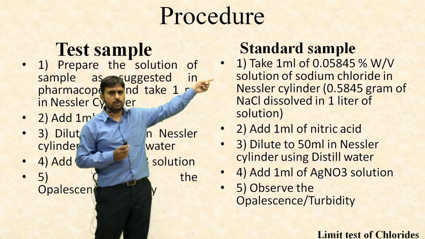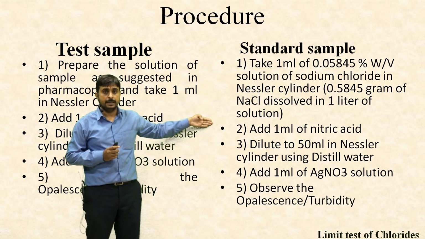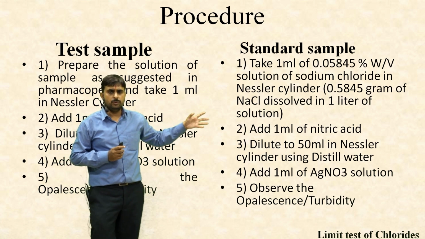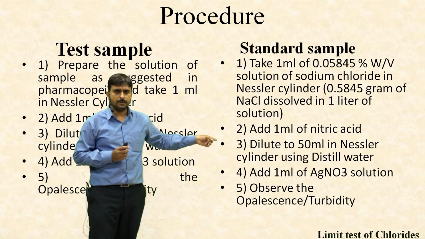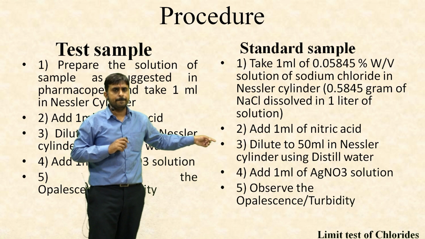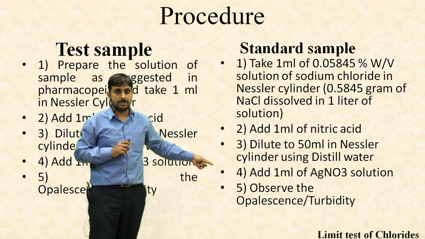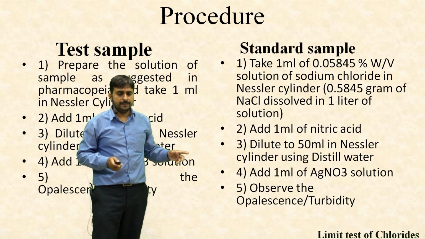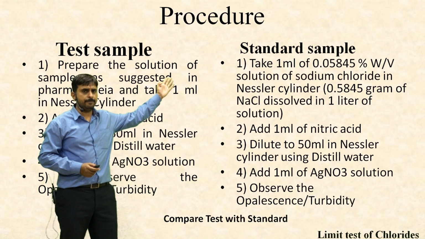To this 1 ml solution, we will add 1 ml of nitric acid and then dilute this solution to 50 ml using distilled water. In a Nessler cylinder, there is a mark, and then we will add 1 ml of AgNO3 and we will find opalescence or turbidity. Okay? And then we will compare the test with the standard. We will compare this test sample and standard sample.